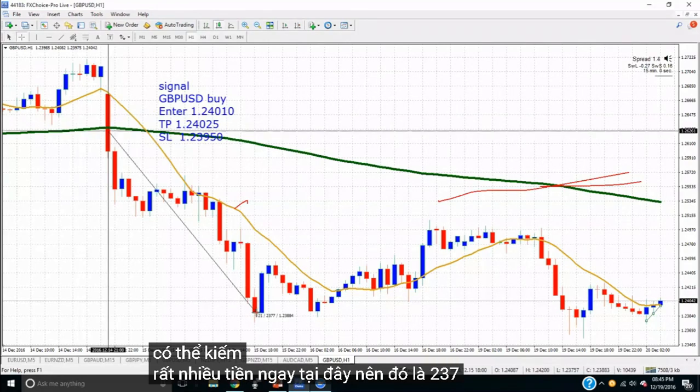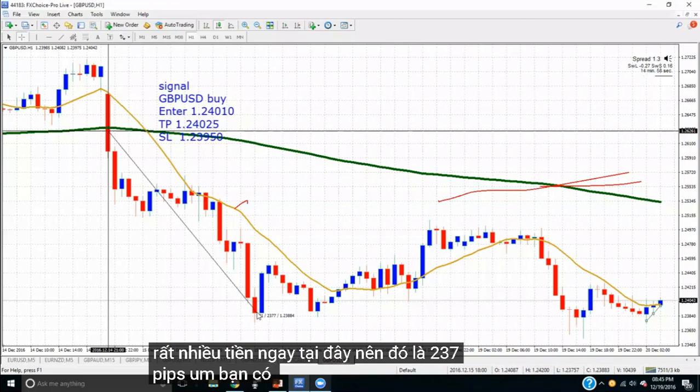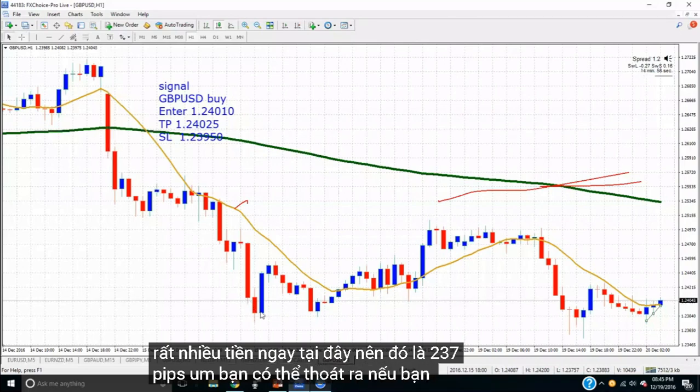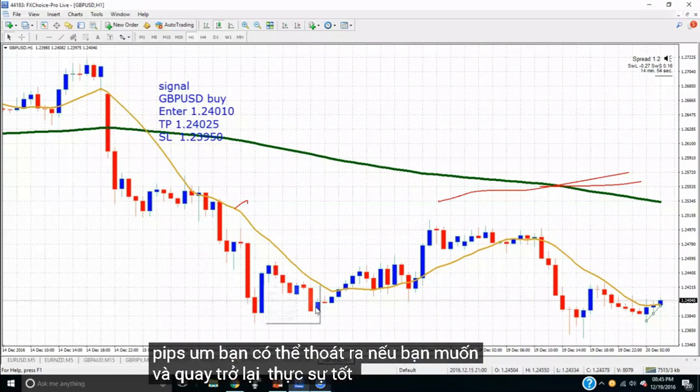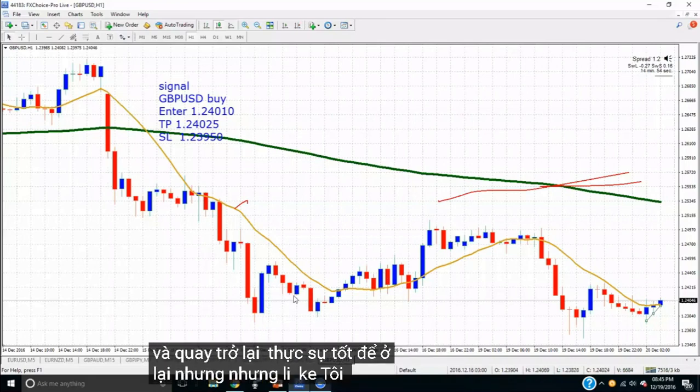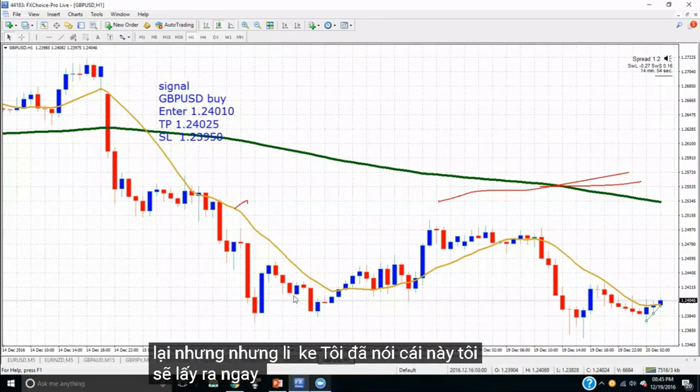So that's 237 pips. You can get out if you want to and get back in. It's really good to stay in, but like I said, this one I would have got out by now.